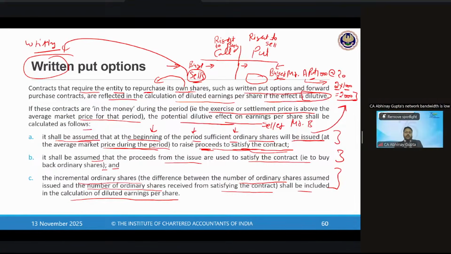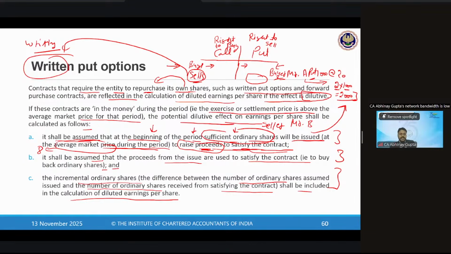How much cash does the company need to raise? 1600. And how will it be raised? By issuing sufficient ordinary shares at the fair market price, right? And what is the fair market price? 8 rupees. Sufficient ordinary shares will be issued at the fair market price. So 1600 divided by 8 is 200. Is the first line clear? Yes, clear.